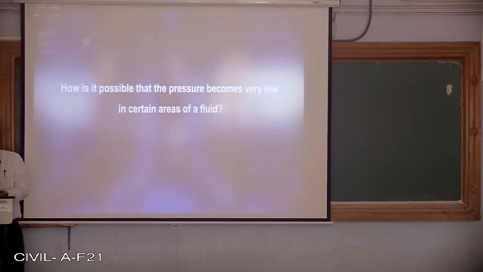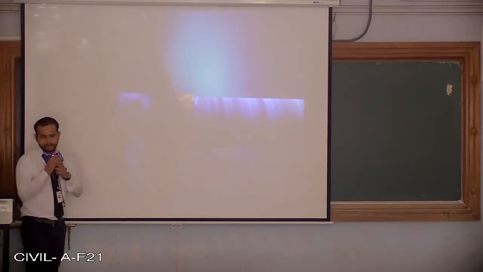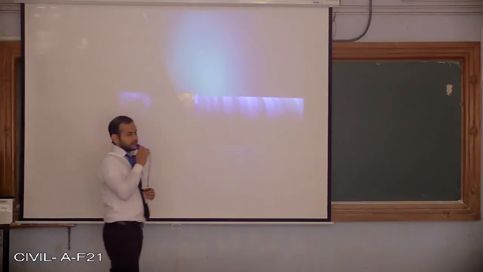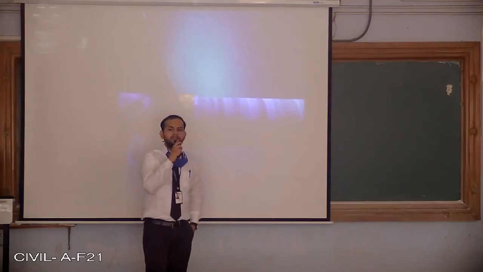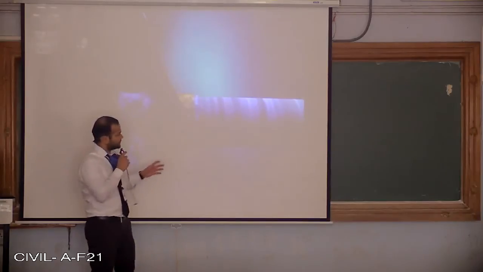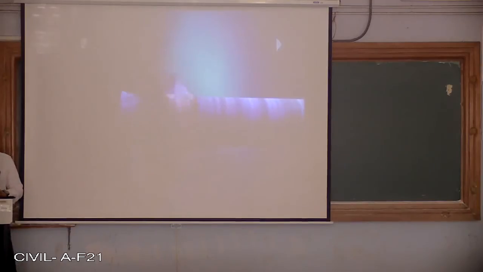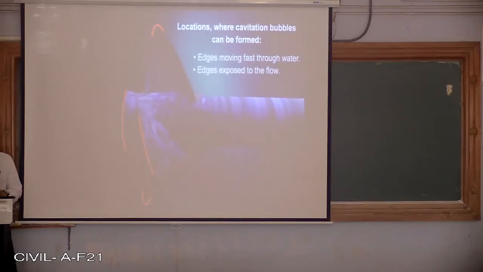But how is it possible that the pressure becomes very low in certain areas of the fluid? Let's have a look at an example for illustration. If objects such as blades of a ship, so this is the figure of a propeller of a ship. But in our case, we are studying the Kaplan turbine. If you remember, the shape of the Kaplan turbine is very similar to the shape of a ship's propeller. When the propeller is moved through water, there is a higher pressure on the side facing the flow and a lower pressure on the opposite side.